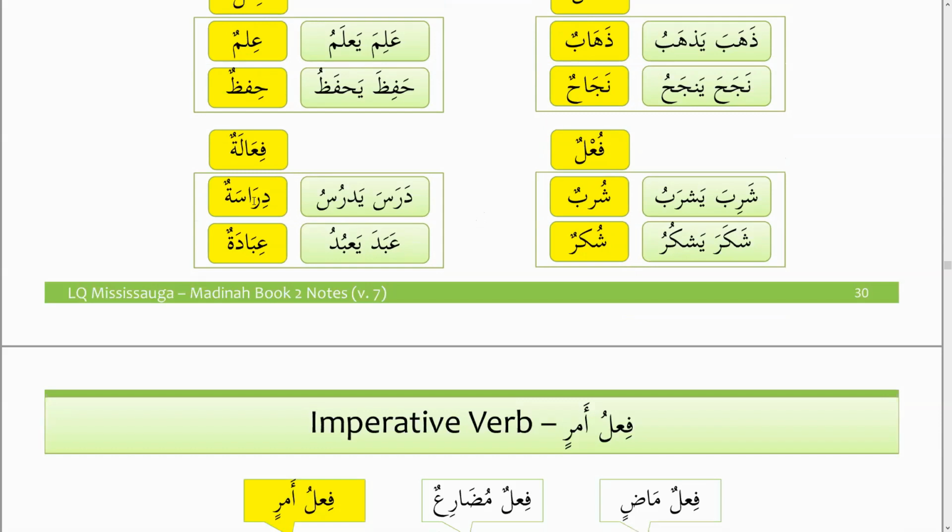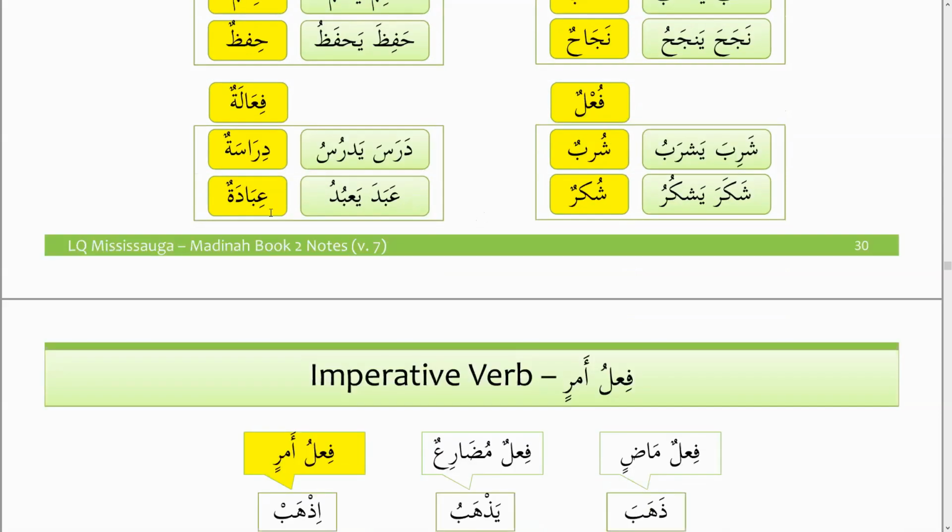Darasa yadrusu dirasatun. Studying itself is called dirasa. Abada ya'budu ibadatun. So this is the fi'alatun pattern. Sometimes people get confused about masdar and start making their own masdars. We cannot do that. There's a fixed pattern, and we have to follow that. The act of worshipping is called ibadah. Shariba yashrabu shurbun. The act of drinking itself is called shurb. Shakara yashkuru shukrun. So this is the fu'ulun pattern. The act of thanking itself is called ash-shukru.